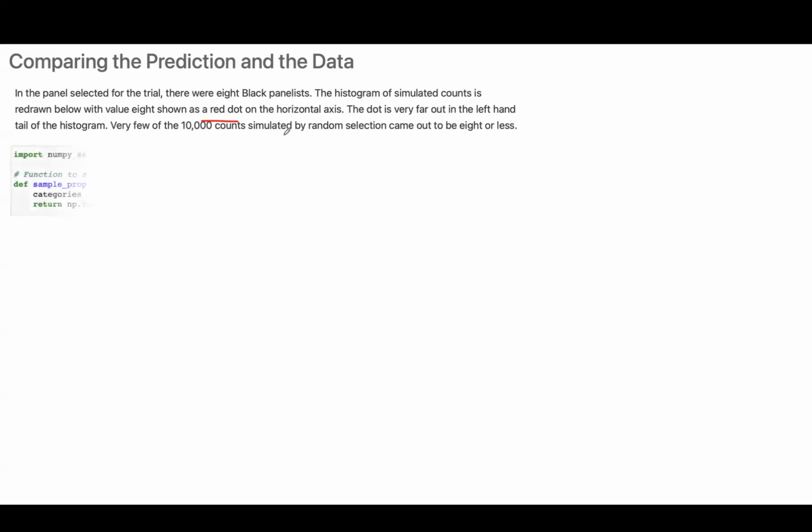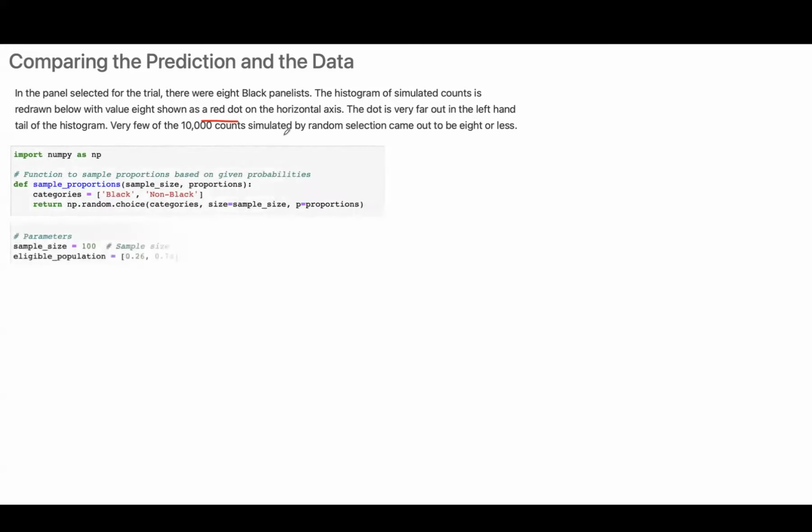Now, let us compare the prediction and the data. In the panel selected from the trial, there were 8 Black panelists. The histogram of simulated counts is redrawn below with the value 8 shown as a red dot on the horizontal axis. You're going to see that this is an outlier. Very few of the 10,000 counts simulated by random selection came out to be 8 or less.